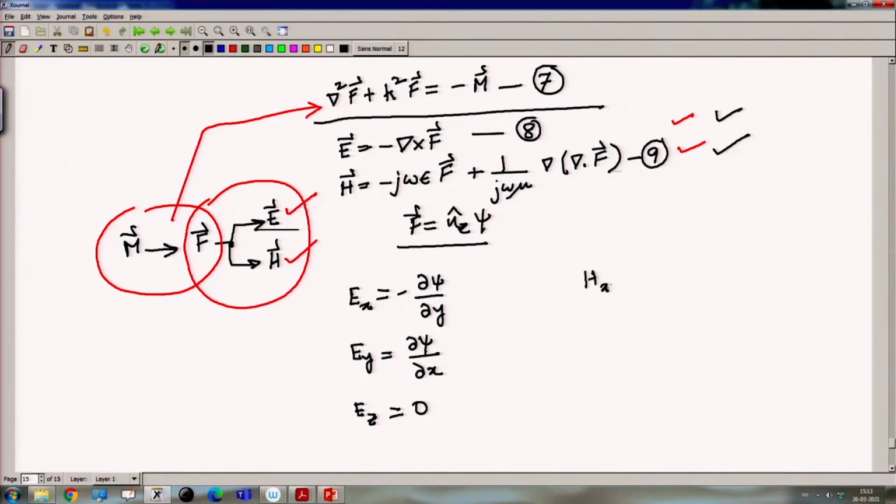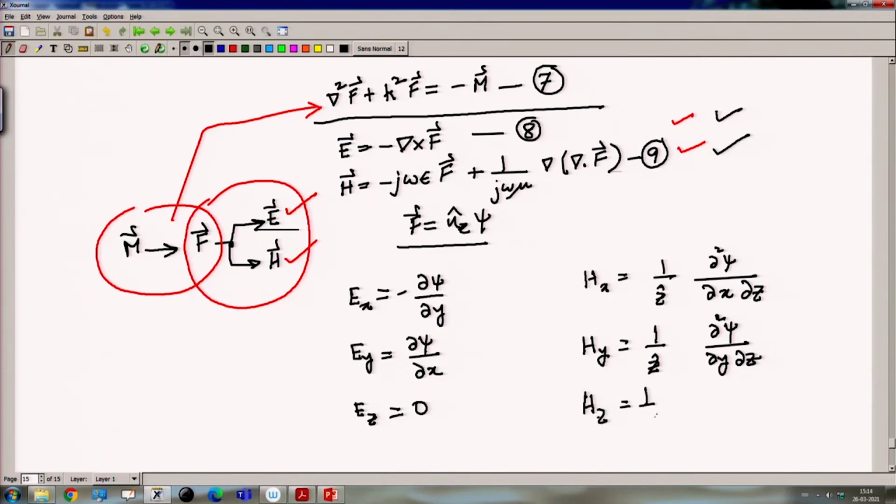Similarly, H x will be 1 by z cap del square psi del x del z, H y as 1 by z cap del square psi del y del z, and H z as 1 by z cap del square del z square plus k square psi.